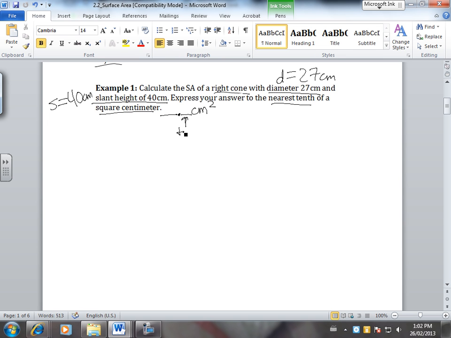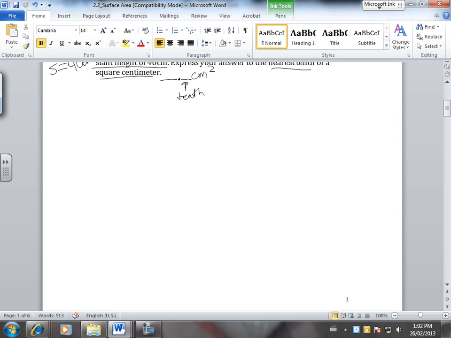Okay, so that's our tenth. It'll be 1 decimal. So first let's draw it. So let's draw our right cone. It's just like a triangle with a circle, like a party hat or an ice cream cone. Here's our slant height, and that equals 40 centimeters.